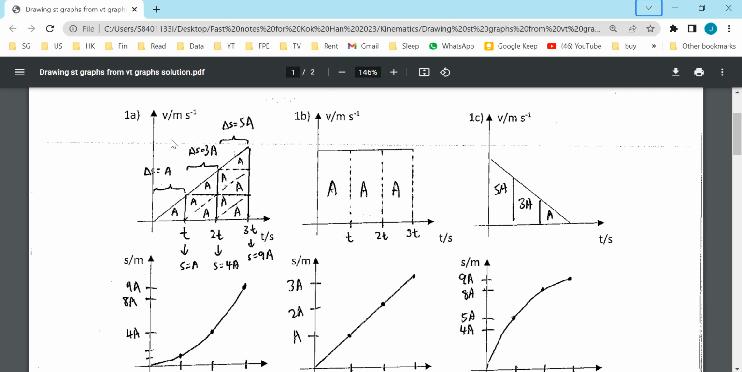So actually, this one, the ST graph is this one. This one, the ST graph is this one, and this one you can check the gradient is dropping, right? Then the gradient is dropping. The velocity is dropping here, and that means that the gradient of this line must be dropping because the gradient of this line is the velocity, right? So this corresponds to this, this corresponds to this, this corresponds to this, right?